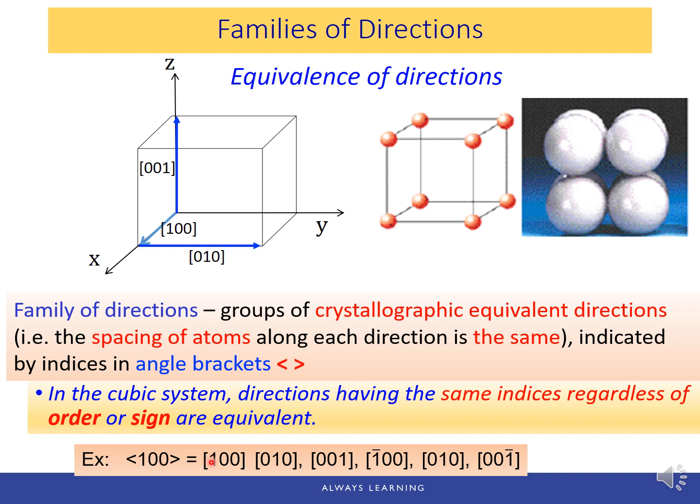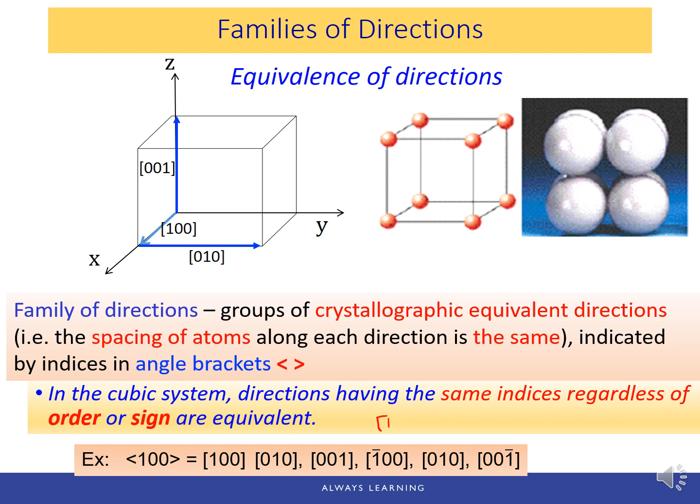No matter in which order we place the three integers, 1, 0, 0, 0, 1, 0, 0, 0, 1, or no matter what sign we use for each integer, so we can have 1 or -1, any combination means that it's the same or an equivalent direction. So this 100 is kind of special.